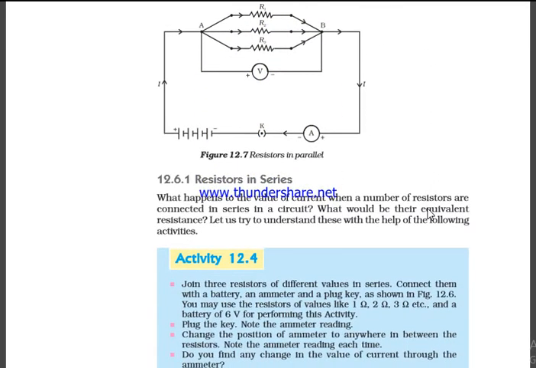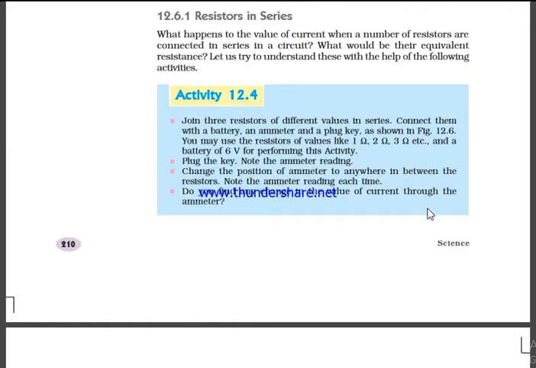Now we can see resistors when they are connected in series. We are looking at how Ohm's law gets applied in this situation. See what happens to the value of current when a number of resistors are connected in series in a circuit, and what would be their equivalent resistance. These two things we are going to calculate using this Activity 12.4.